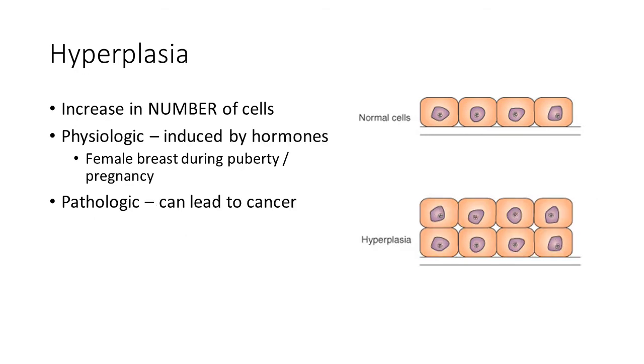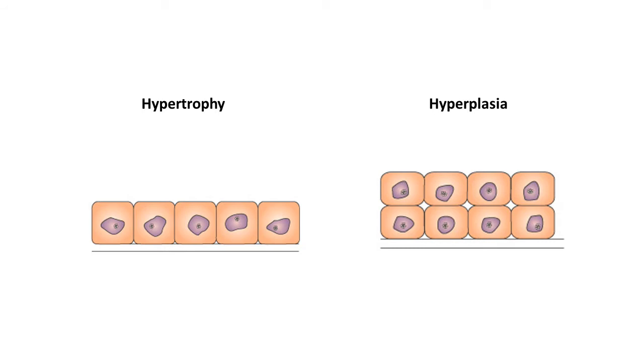Coming to hyperplasia, hyperplasia refers to increase in number of cells. Remember, hypertrophy is increase in size of cells and hyperplasia increase in number of cells. In hypertrophy, the size of the organ increases, but that is due to increase in the size of the cell. The number doesn't change. If there are 4 cells, the cells remain 4, but the size of each cell increases.